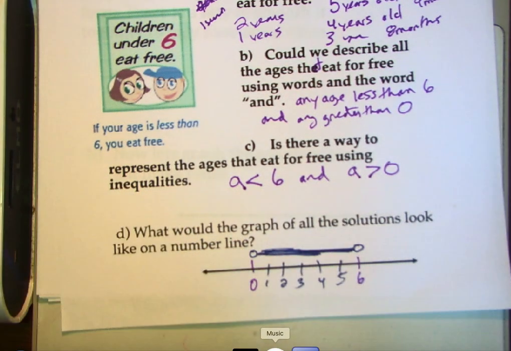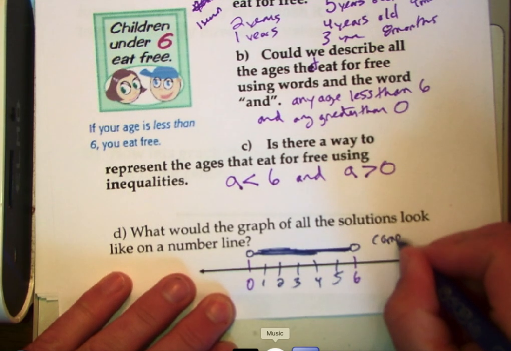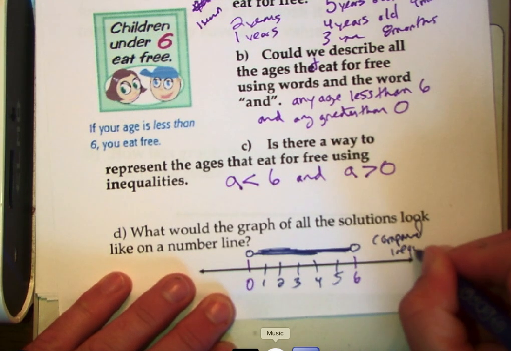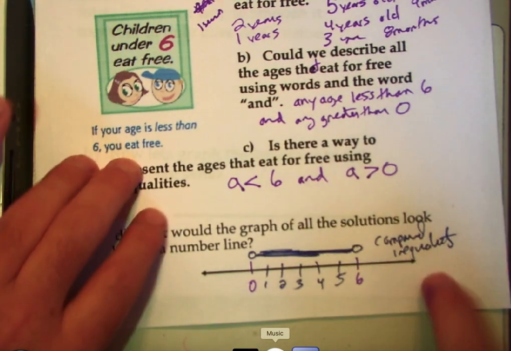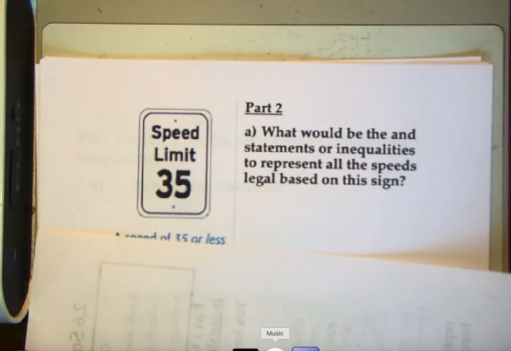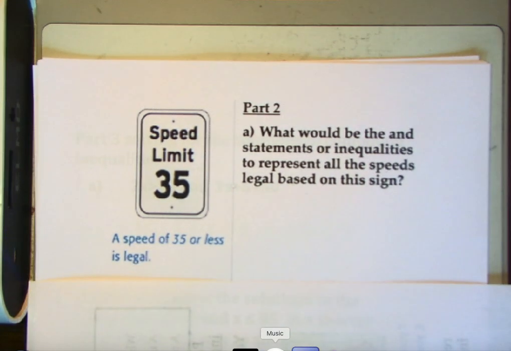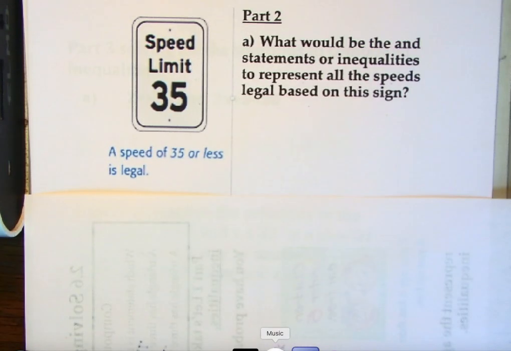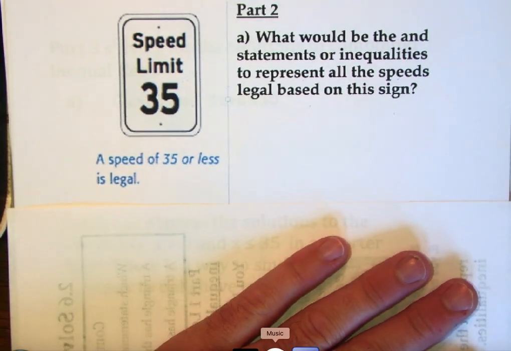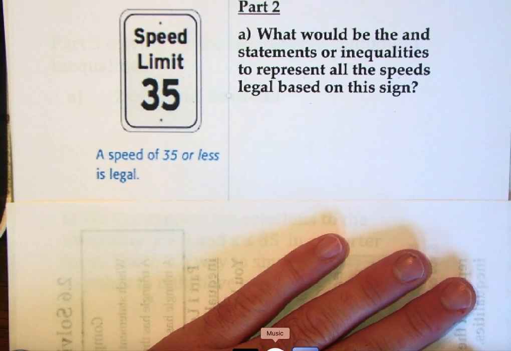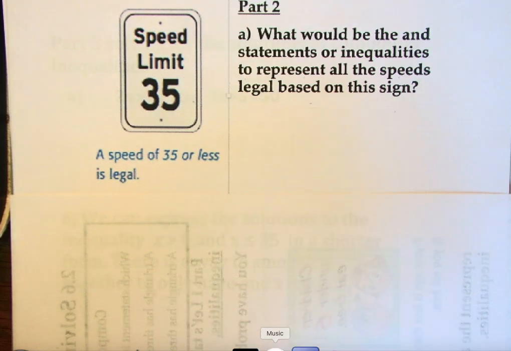So this shows all that. What we have here is called a compound inequality. And we actually see them all over the place in the real world. Sweet. All right, so I have another one for you that you probably see all the time. If you see a speed limit in town that says the speed limit is 35, with your neighbor, could you take a moment and try to write either an and statement or an inequality to represent this?